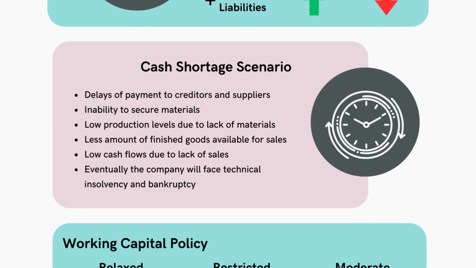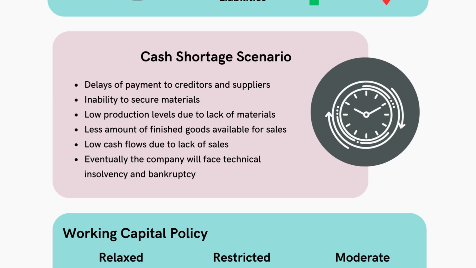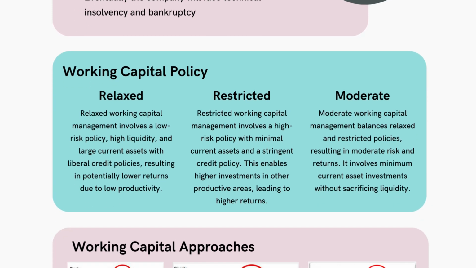In some cases, a company will go through a cash shortage scenario. This can lead to delays of payment to creditors and suppliers, inability to secure materials, low production level due to lack of material, less amount of finished goods, low cash flow, and eventually the company will face technical insolvency and bankruptcy. There are three types of working capital policy.